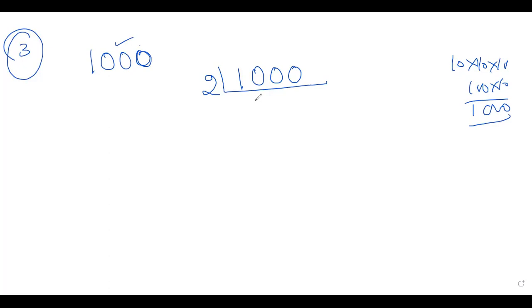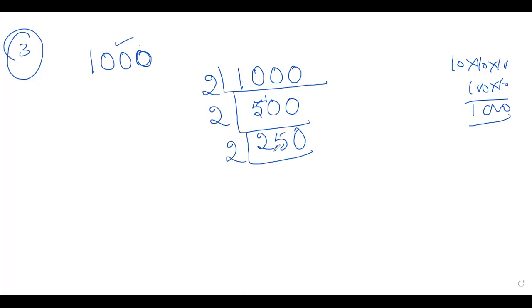Take 10, 2 5s are 10, so 2 zeros are there, write 2 zeros directly. Next, again divided by 2, what is the first digit? 5, 2 2s are 4, what is the remainder? It is 10, 2 5s are 10, write 0 directly. Next, again divided by 2, 2 1s are 2, here 5 can be divisible 2 times, 2 2s are 4, remainder is 1. Again 2 5s are 10.